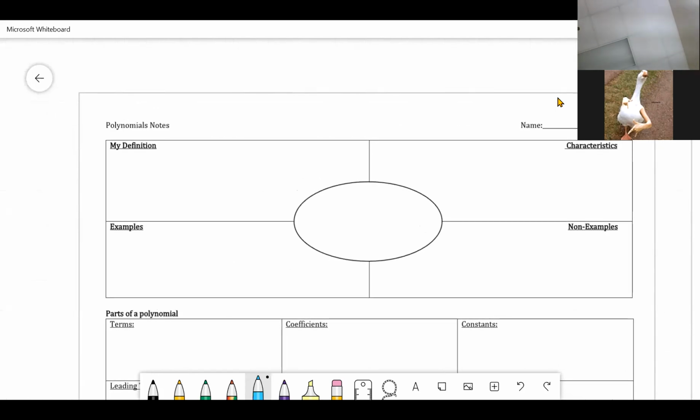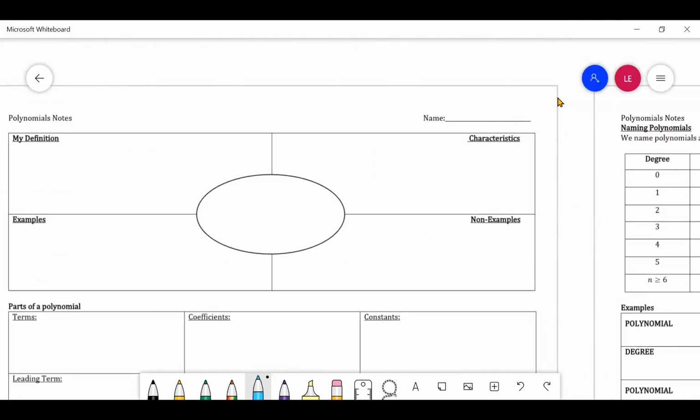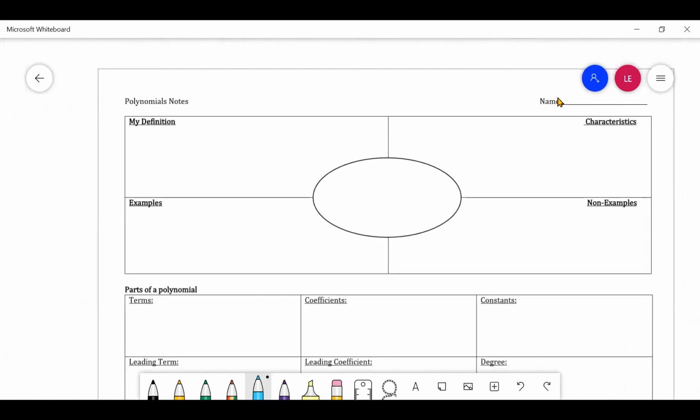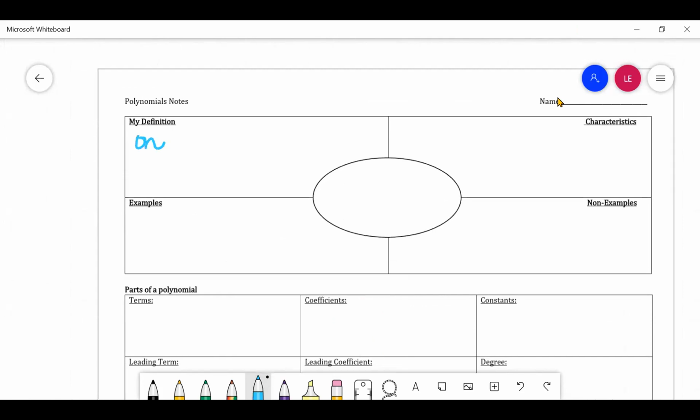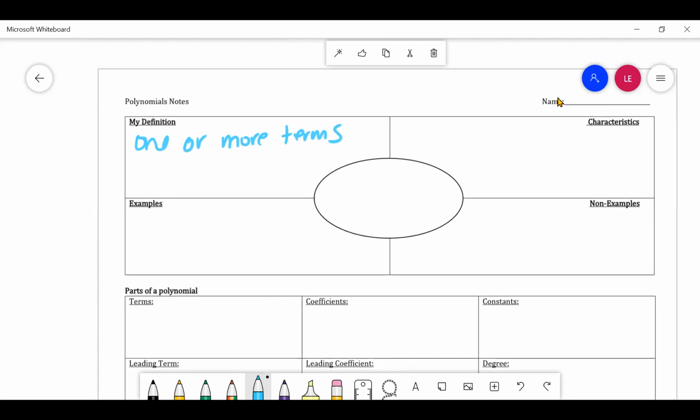So what we're going to do is start a brand new topic that covers polynomials. We'll start off with what a polynomial is, just certain basics. Basically, a polynomial is just one or more terms with positive exponents.